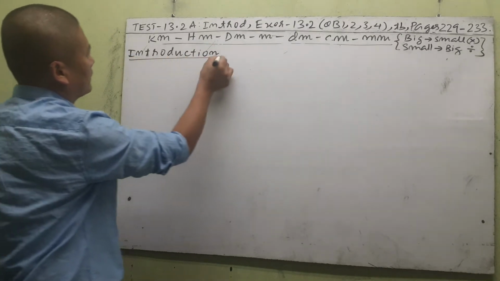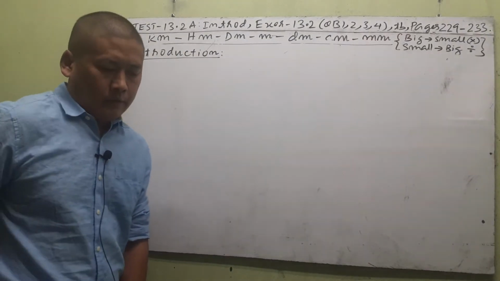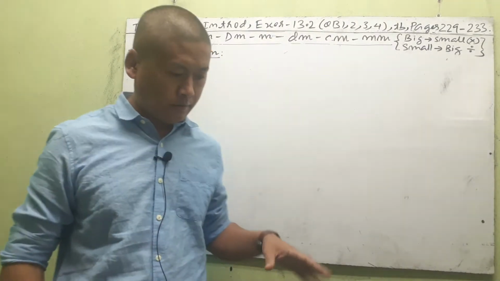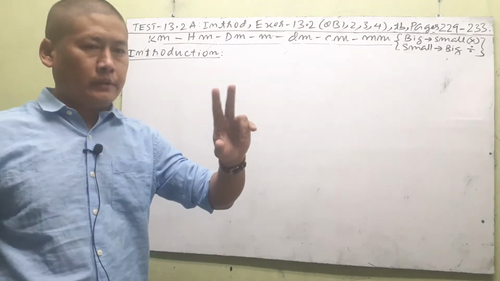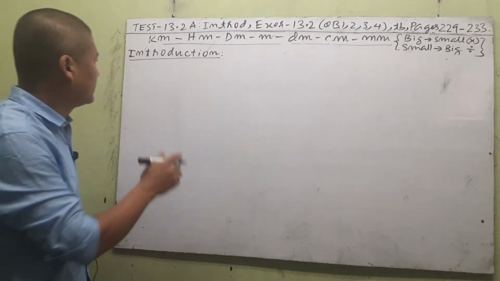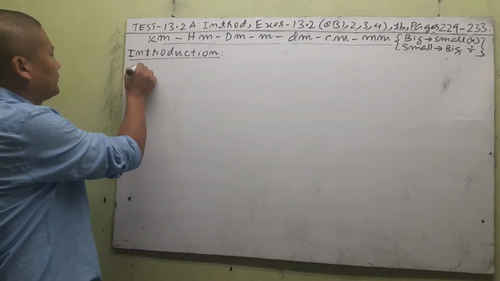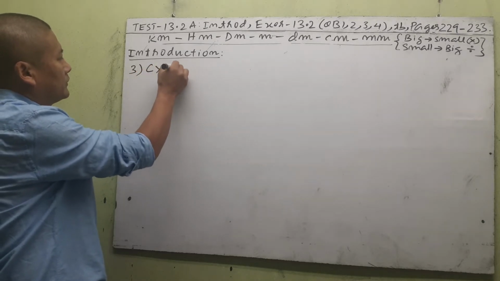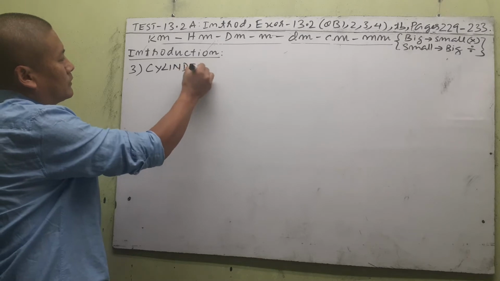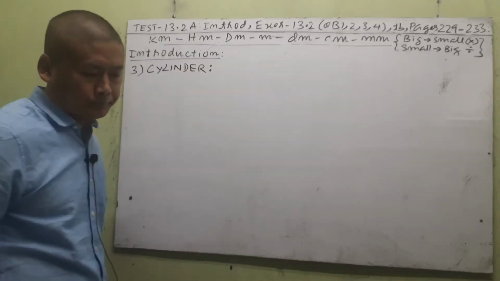Okay, the introduction is the formulas. So the solid that we're going to discuss in this chapter is a new one. In the previous chapter we've done the cuboid and the cube. So it is the third solid, which is the cylinder. So let us define this cylinder.